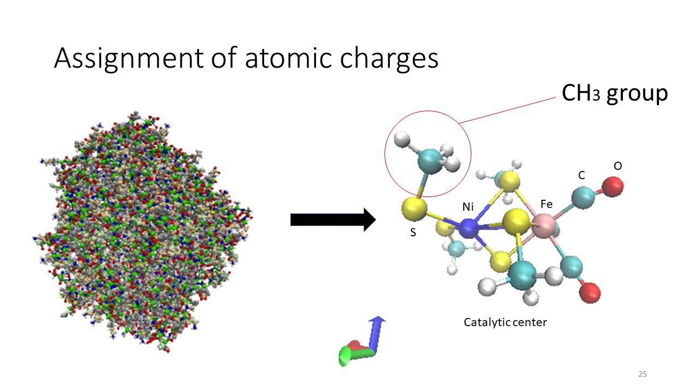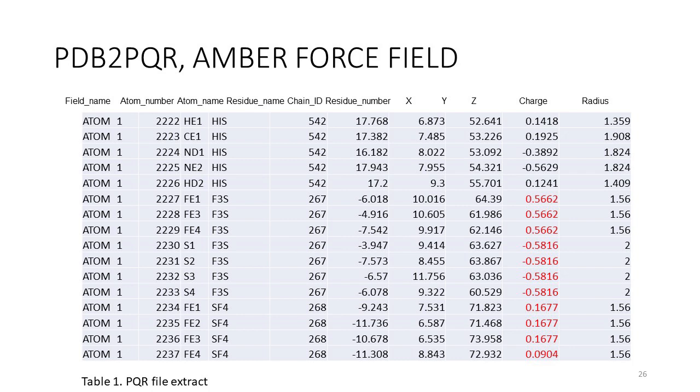So what I did was remove the cysteines that maintain the frame inside of the protein, and I replaced them with methyl groups. So with the coordinates as I took them from the PDB file, replacing the cysteines with methyl groups, I create a structure, and that is the structure that I submitted for the calculations in Orca in order to obtain the CHELP charges. Once I have the CHELP charges, the next step is to incorporate this information in the creation of the PQR file.